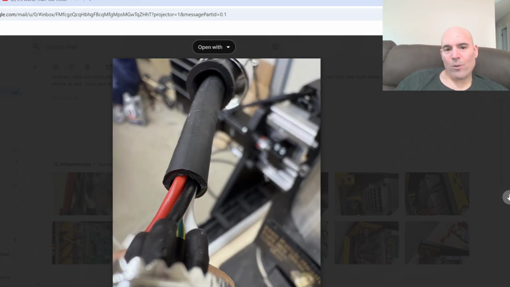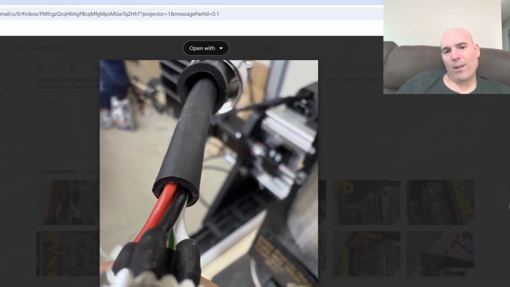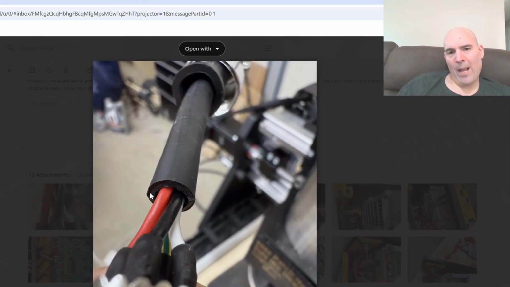So then we go to the next one, and this is a very interesting picture because this is the cable and there's the leads, and you notice there's nothing here. The boot is down here. We can see that right here.